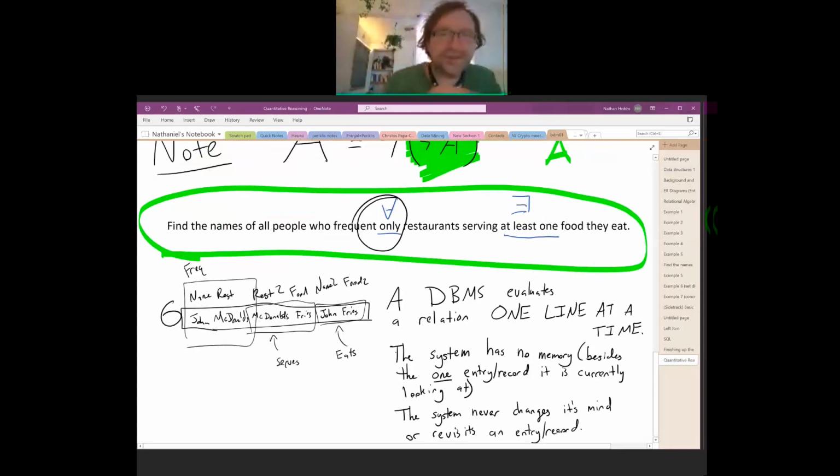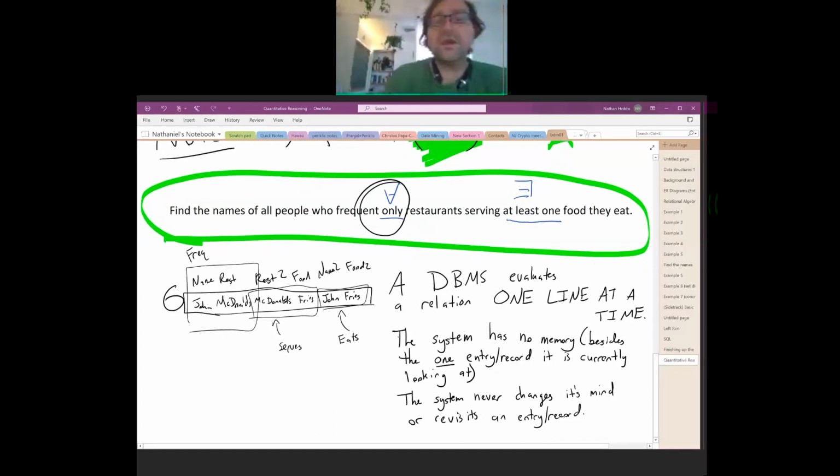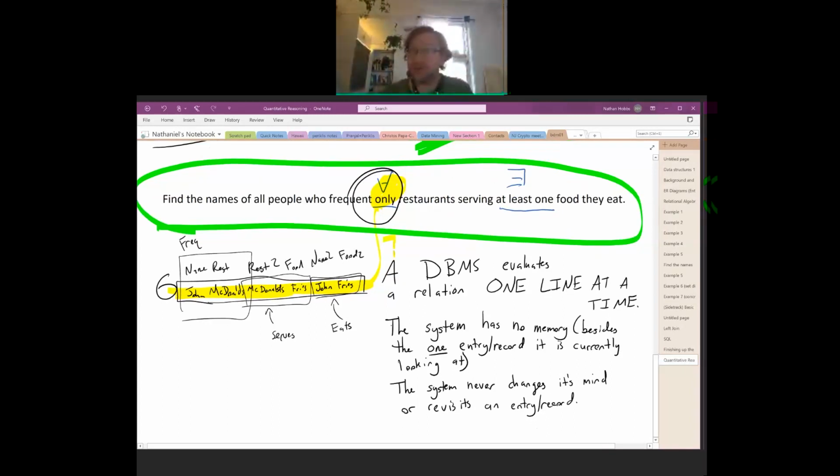Do we keep this row or not? Again, the problem here is with this "only." From this one line, we can tell that John goes to at least one restaurant that serves something that he likes, but we don't know if it's the only restaurant that he goes to. That's the problem with this phrasing.